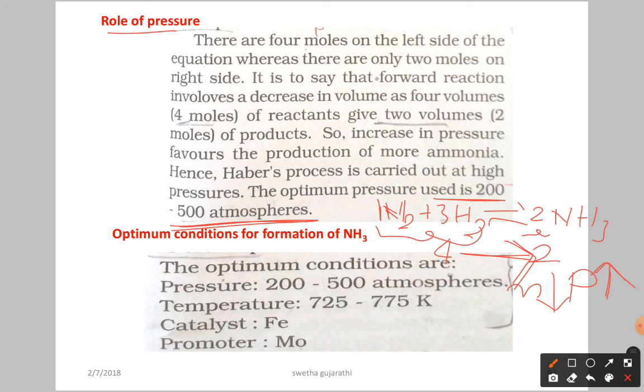Finally, what is the optimum condition for the preparation of ammonia? You are going to use a pressure of 200 to 500 atmospheres, a temperature of 725 to 775 Kelvin, iron as the catalyst, and molybdenum as the promoter.